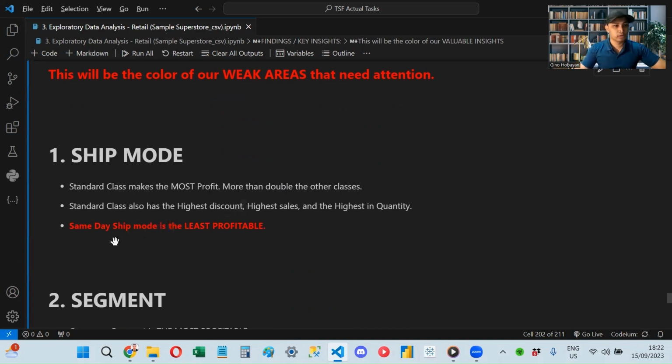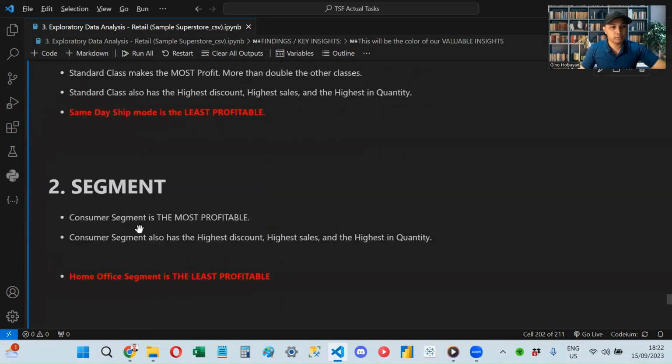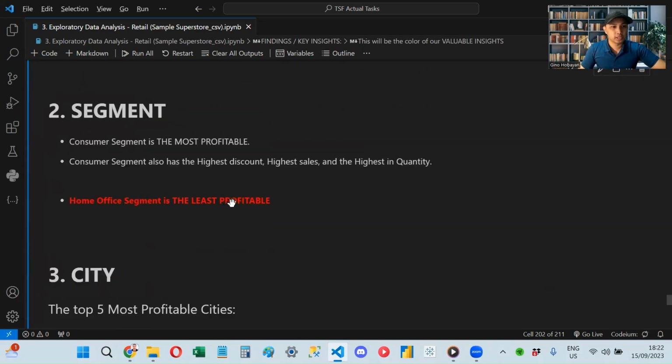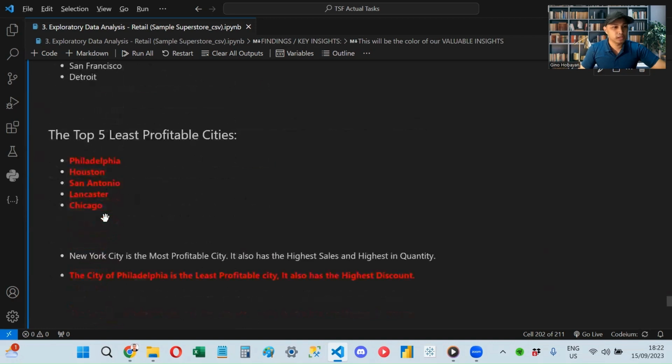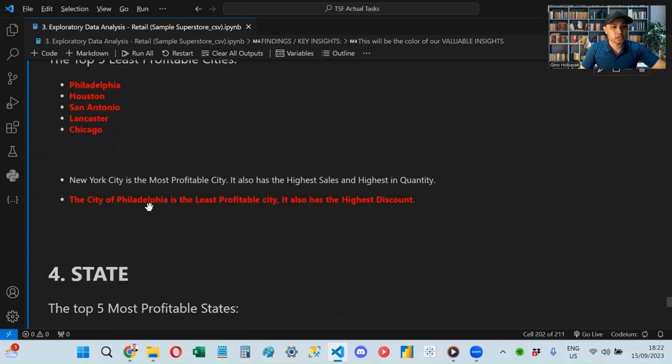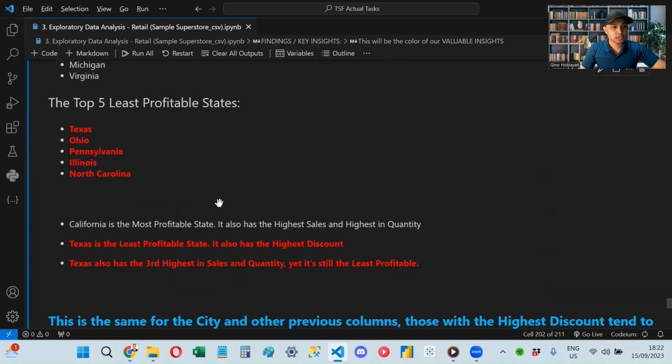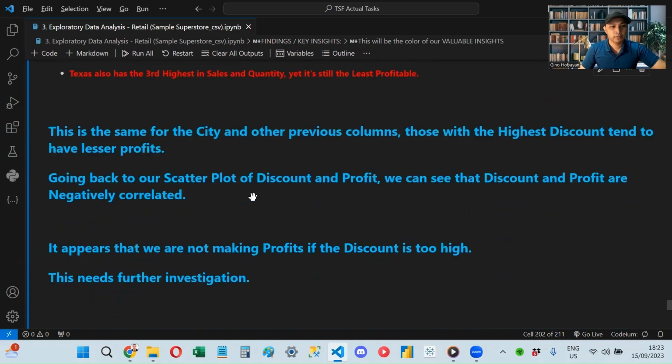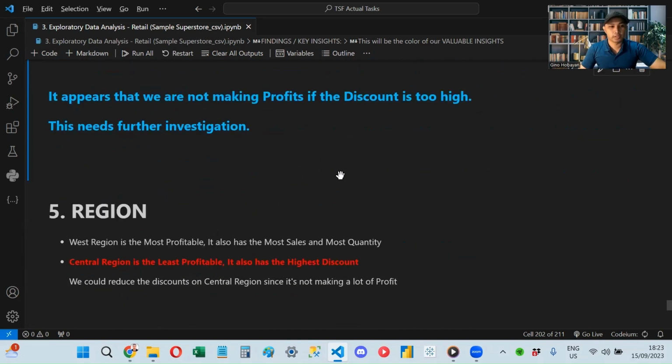So for the ship mode, same day ship mode is the least profitable. Home office segment is the least profitable. These are the least profitable cities, with the city of Philadelphia being the least profitable. State, Texas is the least profitable, also having the highest discount. So this is the same for the other columns. Those with the highest discount tend to have lesser profits. So it appears we're not making profits if the discount is too high and will need further investigation.